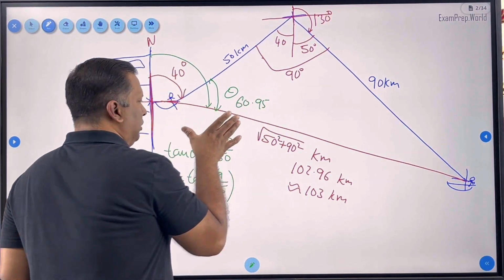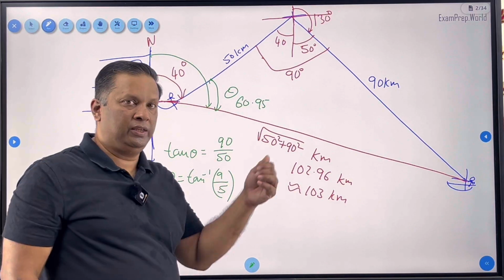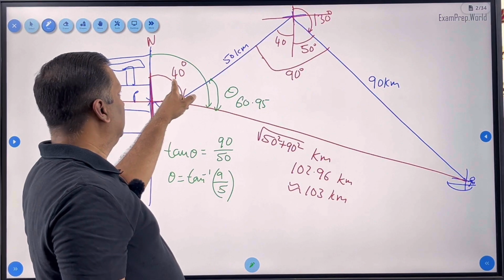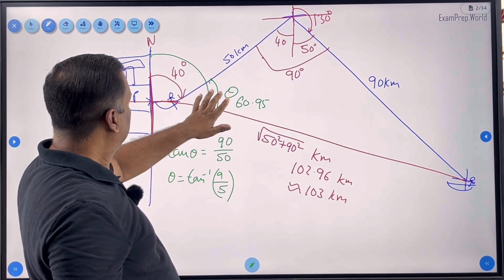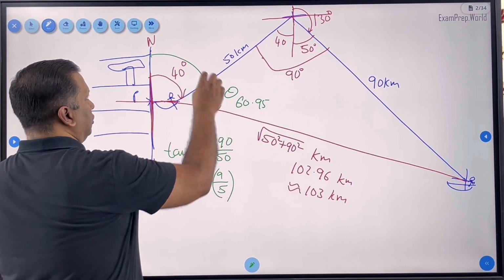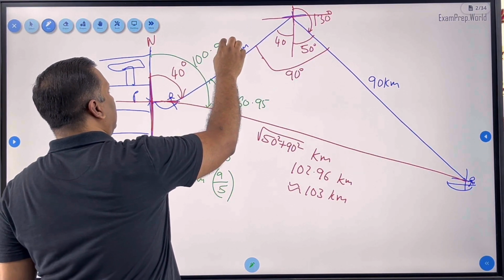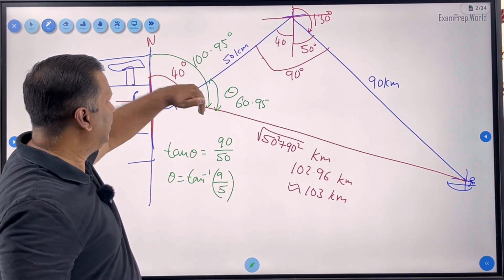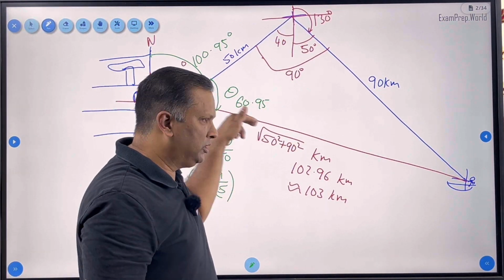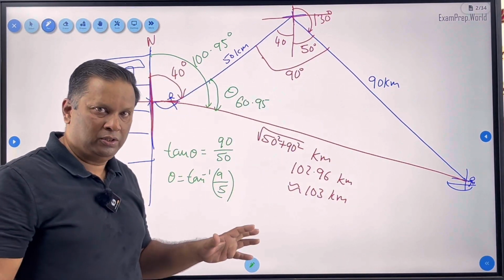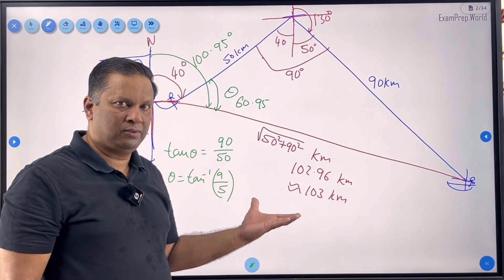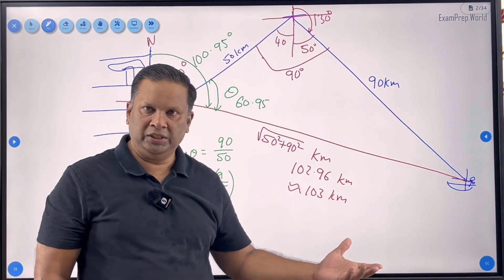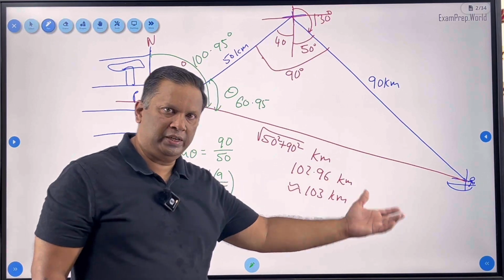60.95, approximately 61 degrees, but in bearing, even 0.5 degrees matters, so we will add up the bearing: 60.95 plus 40, 100.95 degrees. So the total angle is how much? 100.95 degrees. So the rescue has to travel at what bearing? 100.95 degrees, and for how much distance? 103 kilometers. You appreciate the value of bearings. Bearings is a fantastic tool to find your location.